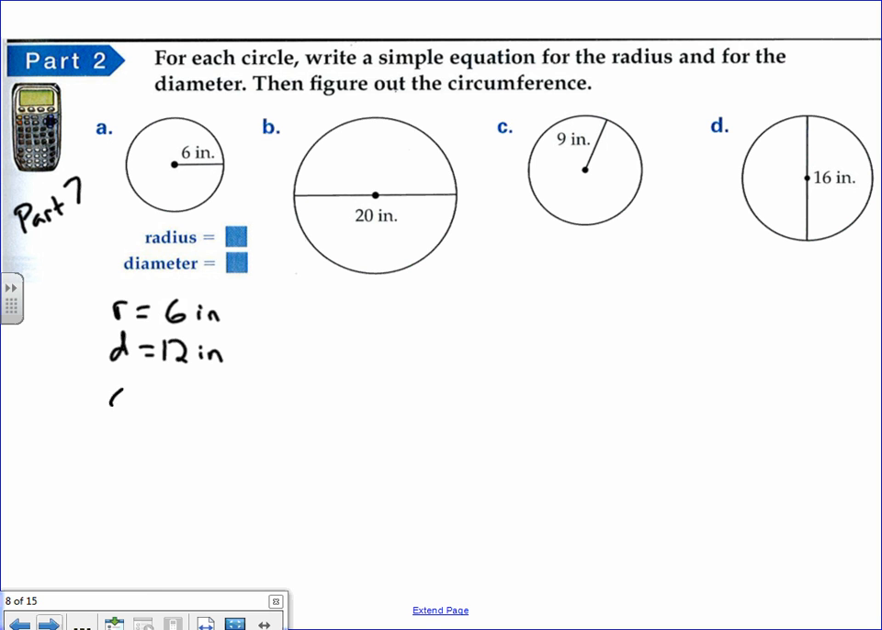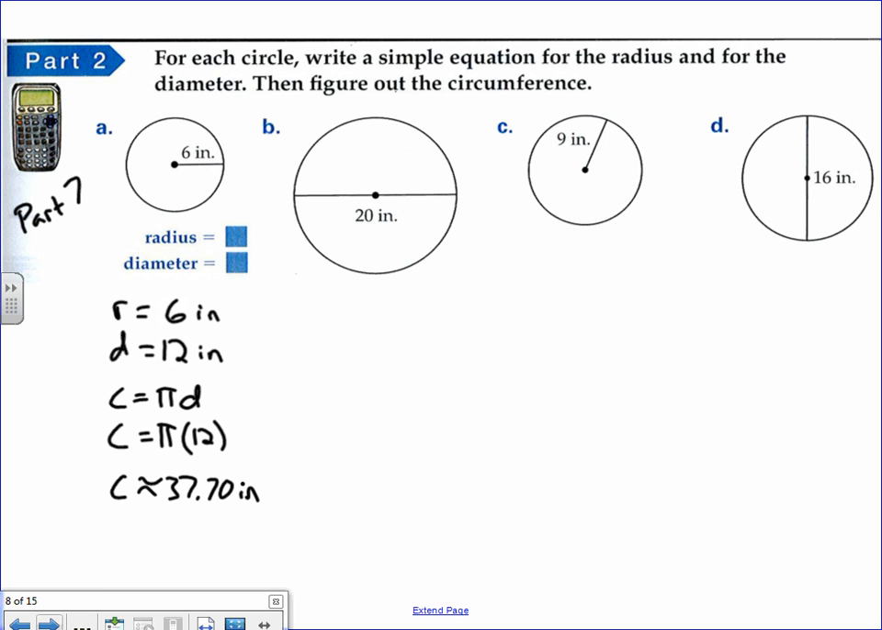Now remember, circumference equals pi times diameter. So I'm going to write that equation, and then I'm going to substitute the 12 in for the d because 12 is my diameter. When I take pi times 12, I get about 37.70 inches here. Again, I would encourage you to use your pi key on your calculator. That will be more accurate than using 3.14.